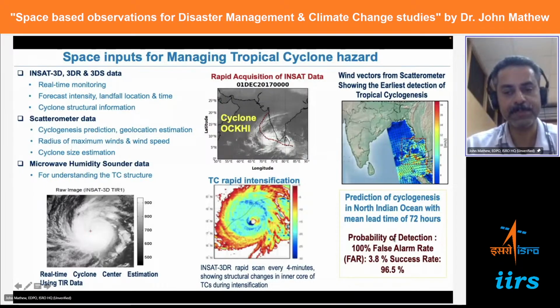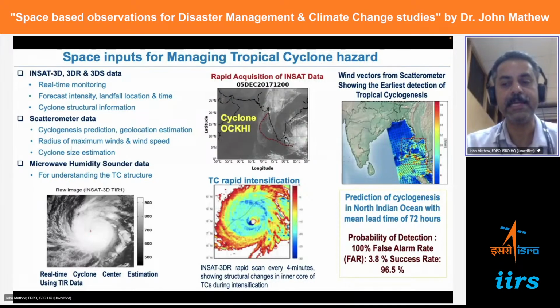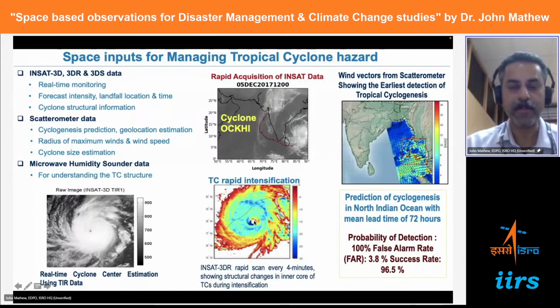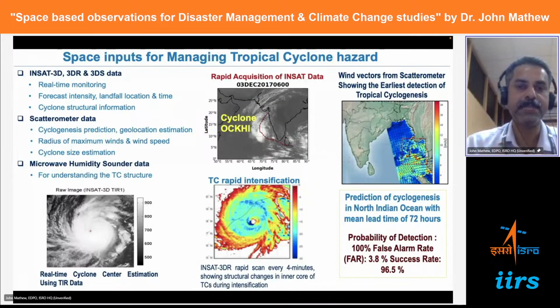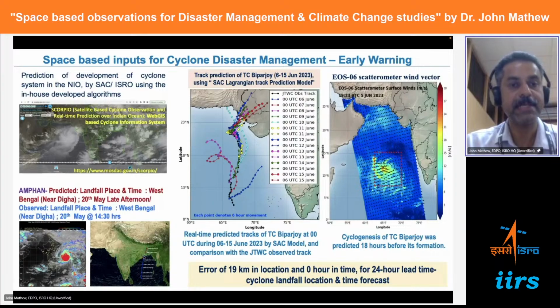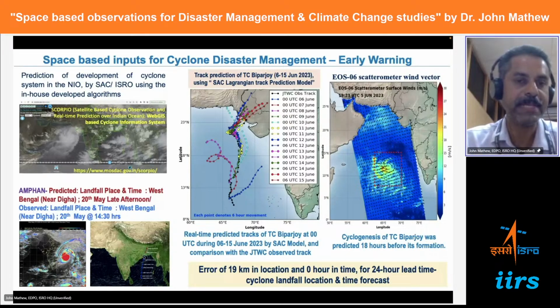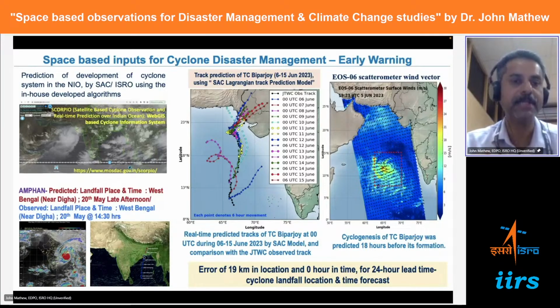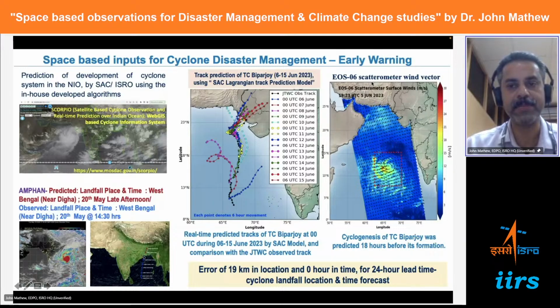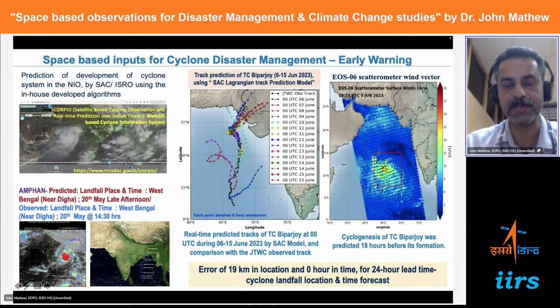And over the years, it has shown that it has 100% probability of detection for nearly 72 hours of lead time. And the third input is the atmospheric humidity from satellite-based observation. The actual responsibility of this system is with IMD, whereas ISRO is also carrying out research and R&D activities on how we can improve the use of various satellite-based inputs for developing new algorithms for early warning of tropical cyclones. And you can see on the right-hand side how we have used the scatterometer wind vector data from the OceanSat-3 satellite for tropical cyclone Biparjoy that hit our western coast in June 2023.